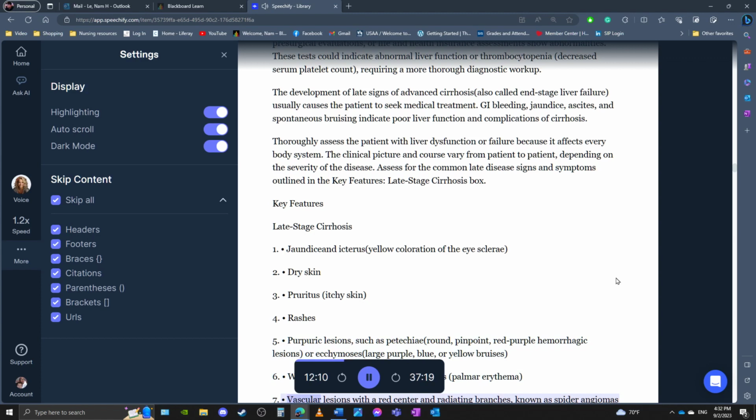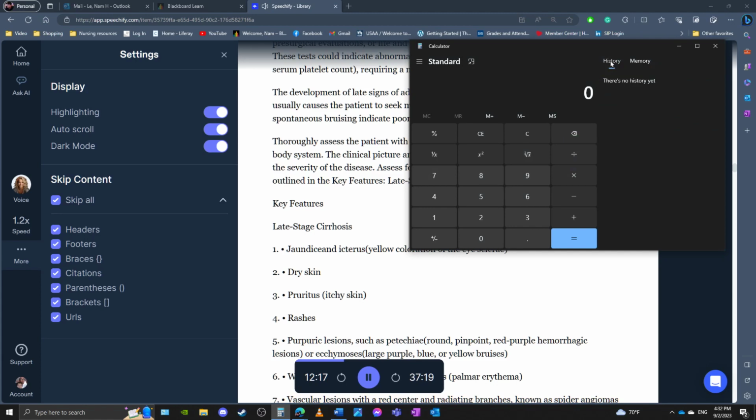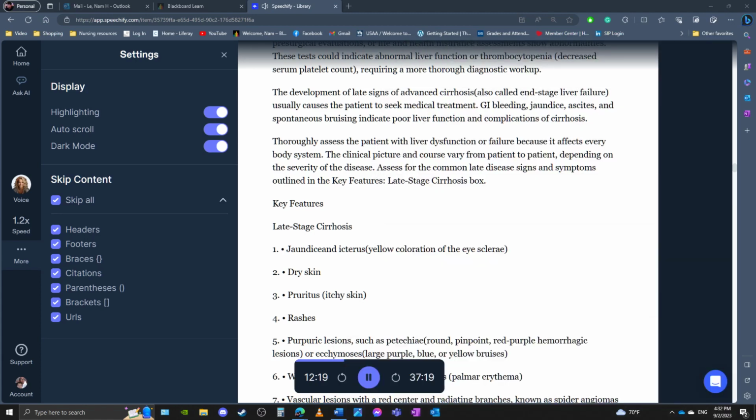7. Vascular lesions with a red center and radiating branches, known as spider angiomas, on the nose, cheeks, upper thorax, and shoulders. 8. Ascites. 9. Peripheral dependent edema of the extremities and sacrum. 10. Vitamin deficiency. Abdominal assessment.